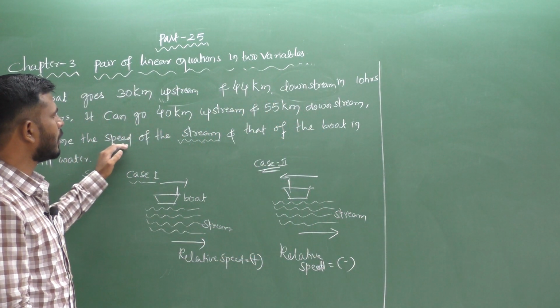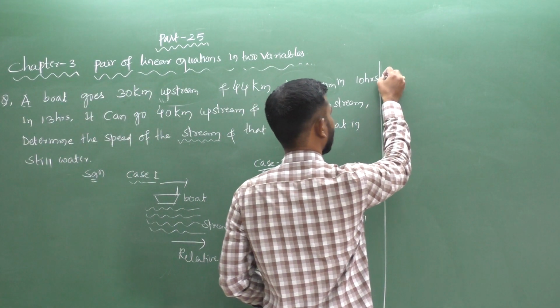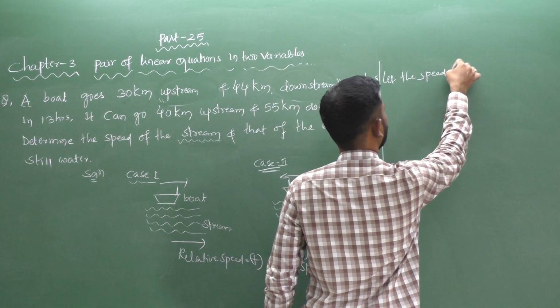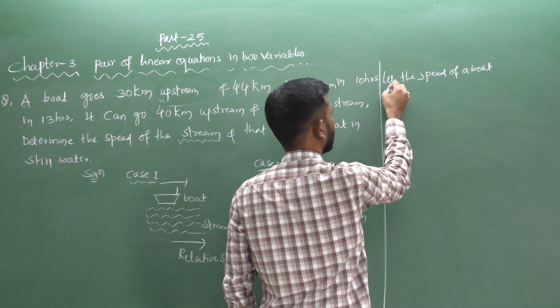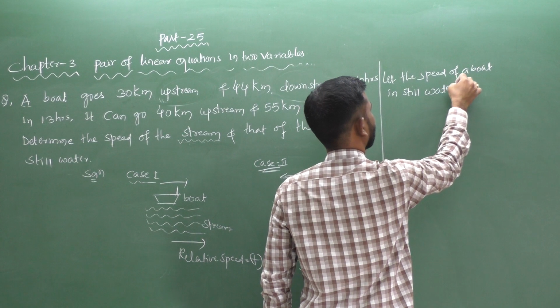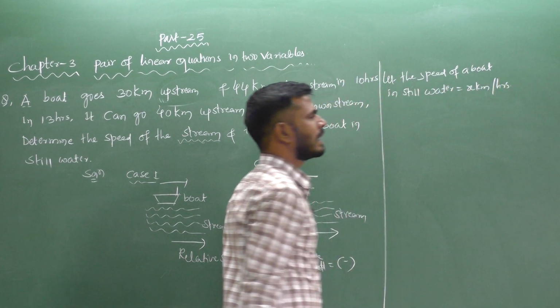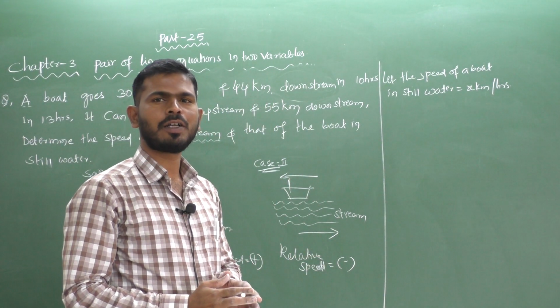Here we have to determine the speed of the stream and that of the boat in still water. So you can take, let the speed of a boat in still water equal x kilometer per hour. The speed of the boat in still water you can consider as x kilometer per hour.